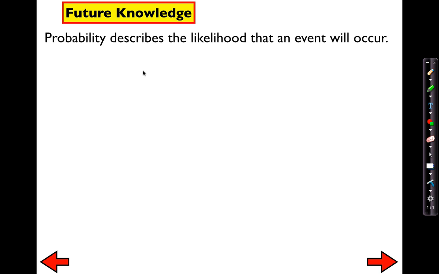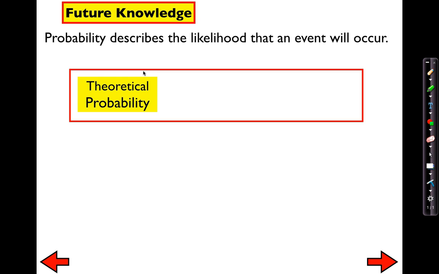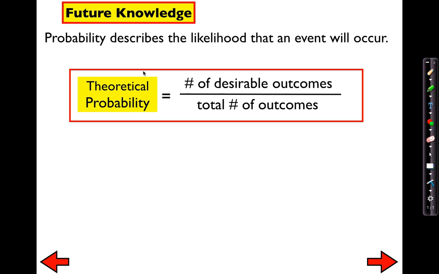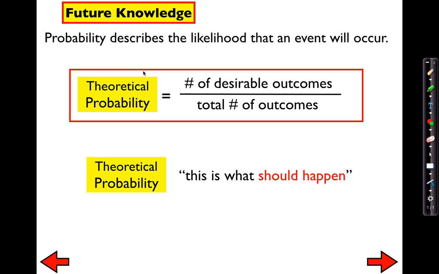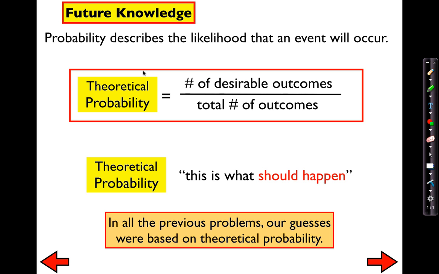So future knowledge. Probability describes the likelihood that an event will occur. Okay, there's something called theoretical probability. It's when you take the number of desirable outcomes and divide it by the total number of outcomes. Theoretical probability is what should happen. Okay, under ideal circumstances, it's what we expect to happen. So in all previous problems, our guesses were based on theoretical probability.